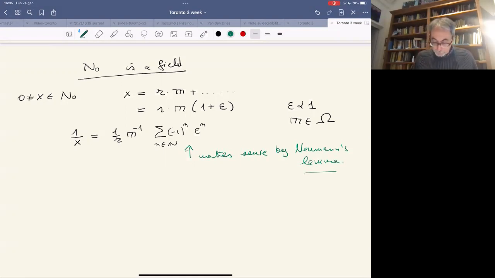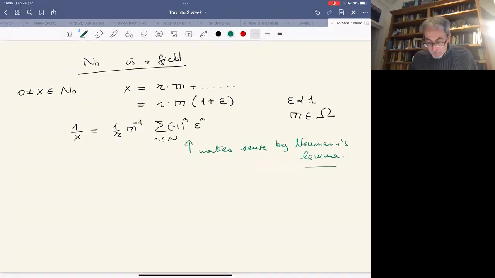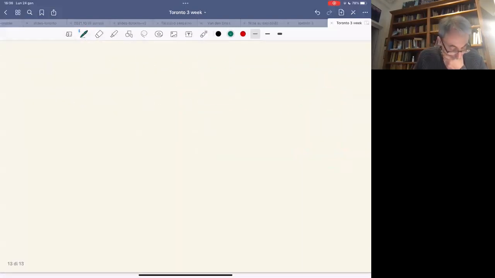Okay, now we have really to either I prove Neumann's lemma, but it's a bit heavy, or let me first do something else. Then if I have time, I go to Neumann's lemma. Okay, let me first do something else. Exponential normal form.